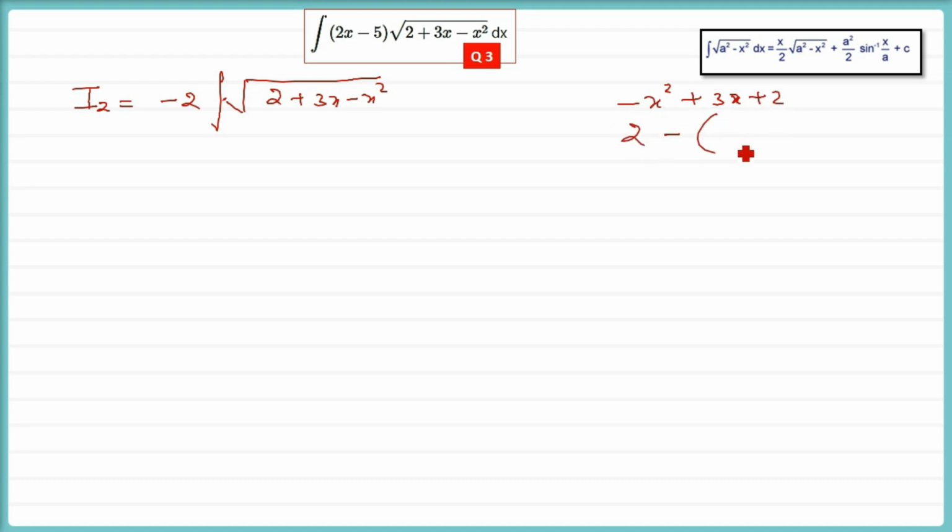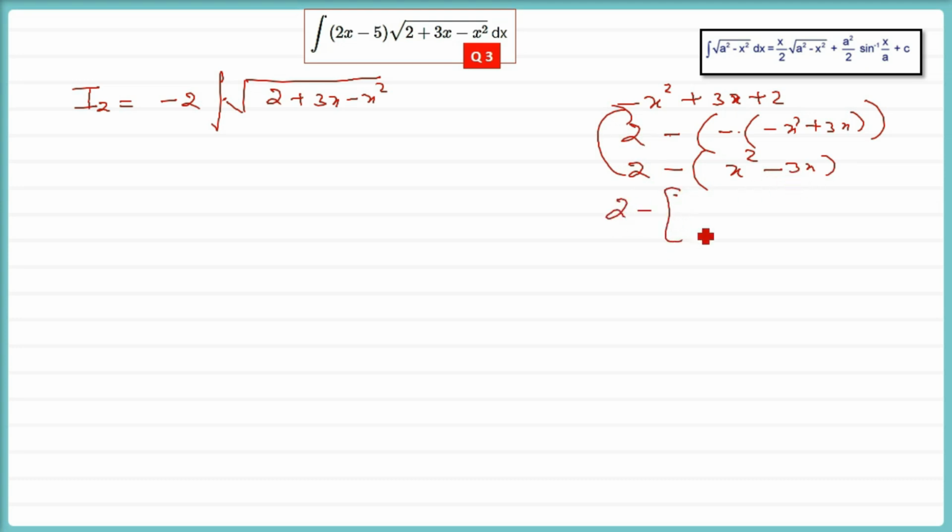So just call it, because 2 is already there, 2 minus of, now change the sign of negative x square and 3x and put it inside. That is, it's 2 minus x square minus 3x. If you open it, it will be negative x square plus 3x plus 2 only. Now why have we written this negative x square plus 3x plus 2 like this?